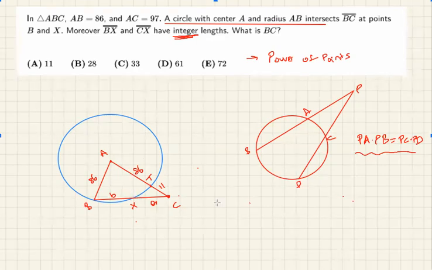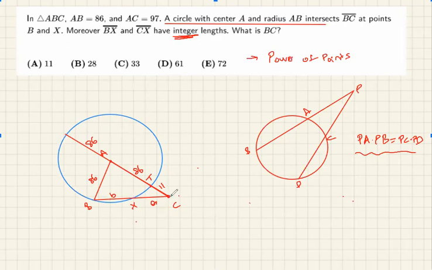So let me do that. If I extend this, it will intersect the circle at some point. We already know that is something we can find because this is also a radius, right? We already know the radius was 86, so you get 86 right here. So now we can write the power of a point. Let's go ahead and do that.